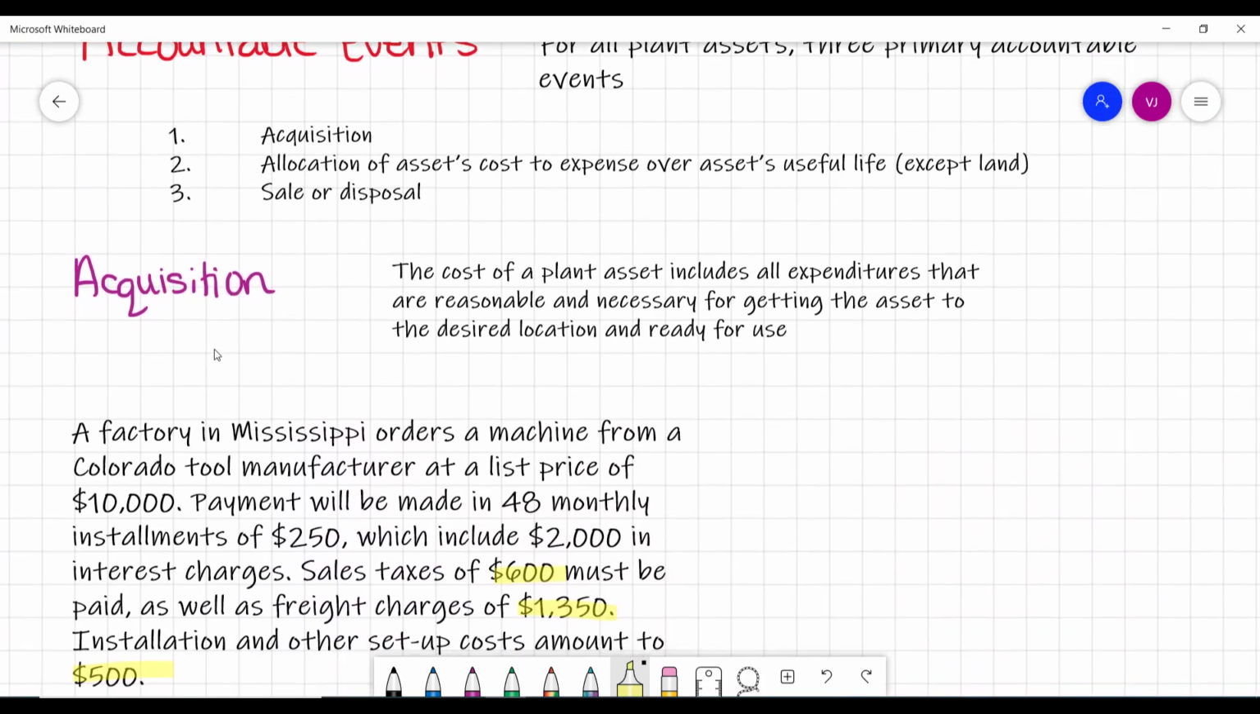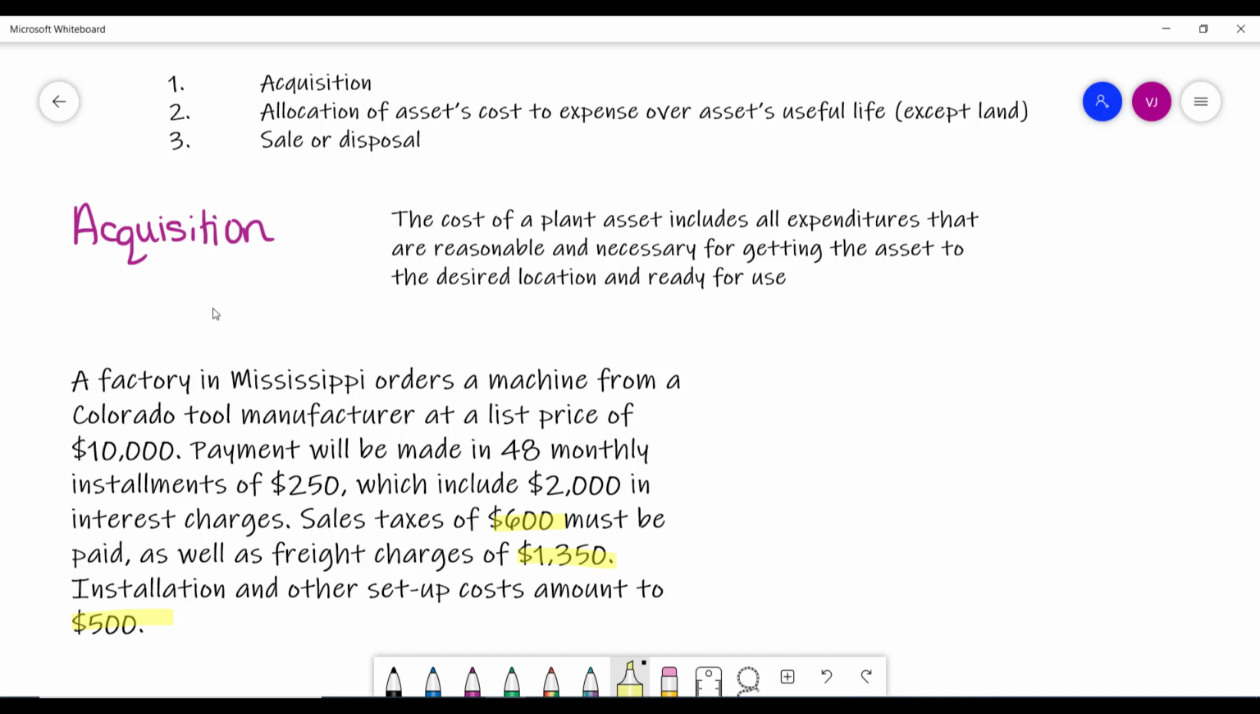So we're going to look at an example here. So it says a factory in Mississippi orders a machine from a Colorado tool manufacturer at a list price of $10,000. Payment will be made in 48 monthly installments of $250, so they financed this purchase, which include $2,000 in interest charges overall. Sales taxes of $600 must be paid, as well as freight charges of $1,350. Installation and other setup costs amount to $500. So we want to determine the overall acquisition cost of this asset before we actually put it on the books.